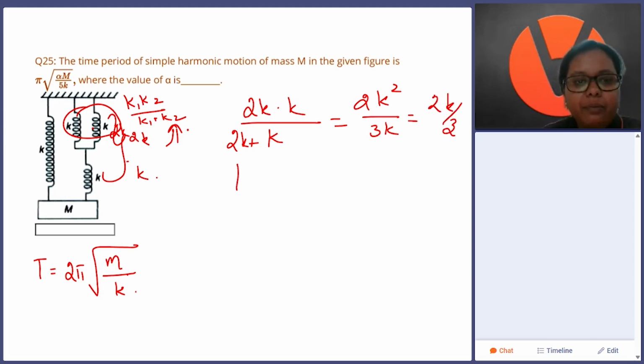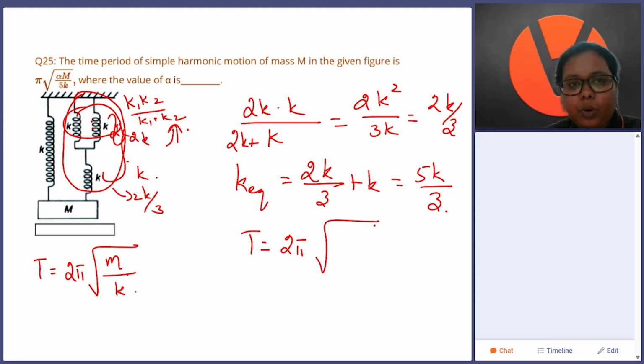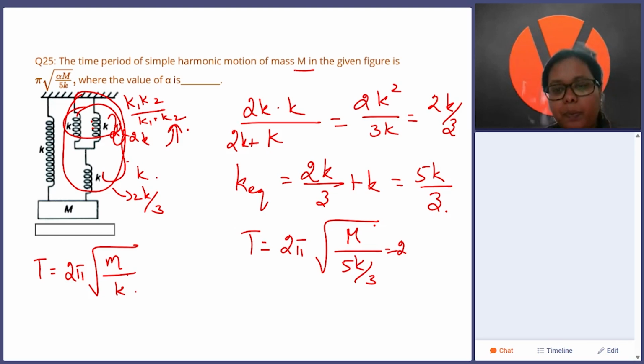So what is the net effective? K equivalent should be equal to 2k by 3. The whole effective value for this is 2k by 3 plus k. So what is the value by taking the LCM? 5k by 3. So T should be equal to 2 pi root of mass, which here is m, divided by 5k by 3. So this should be equal to 2 pi root of 3m divided by 5k.